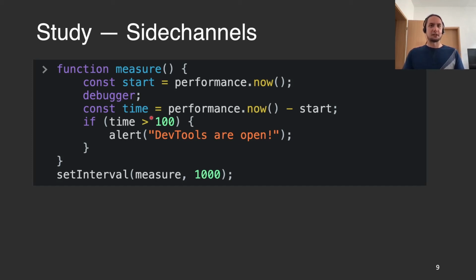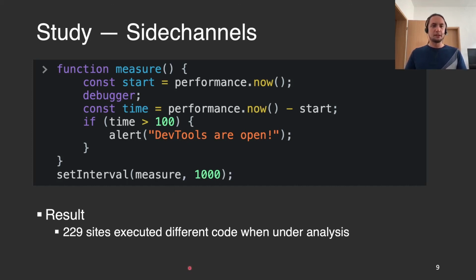which is very useful if you know this is an attacker, because that means you can now make your website behave differently if somebody attaches a debugger. So you might hide your malicious code, you might delete functions or stuff from the DOM, so you can hide stuff. And so we ran this experiment with our replay setup, and we found that around 230 sites of the 2000 most severe anti-debugging sites actually also executed different code when under analysis.